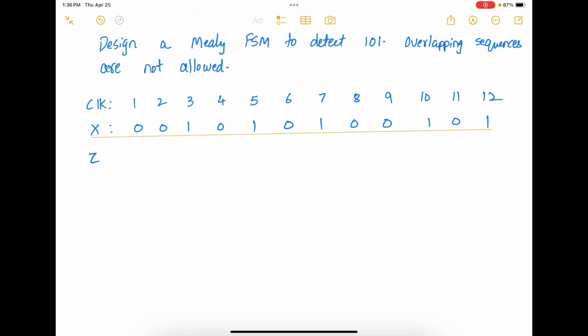Let's now try to design a Mealy FSM to detect the sequence 101. Overlapping sequences are not allowed. Before we start doing that, let's learn a few things about a Mealy machine.